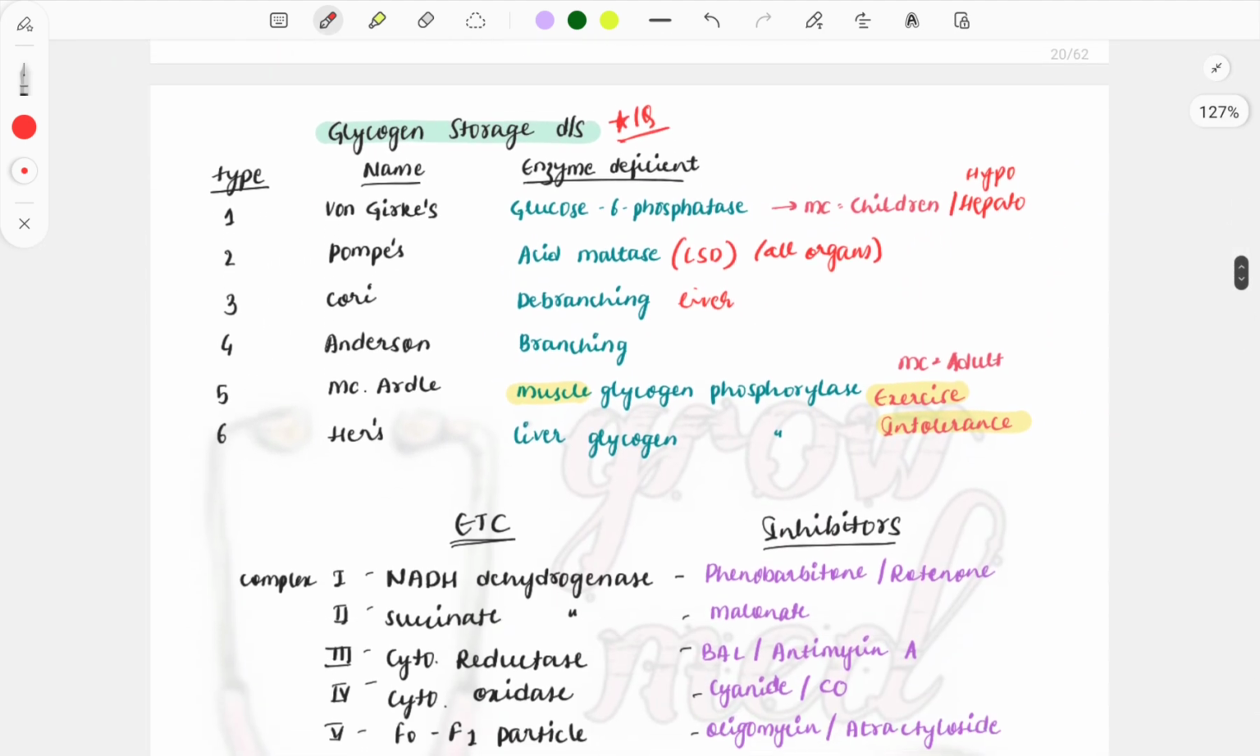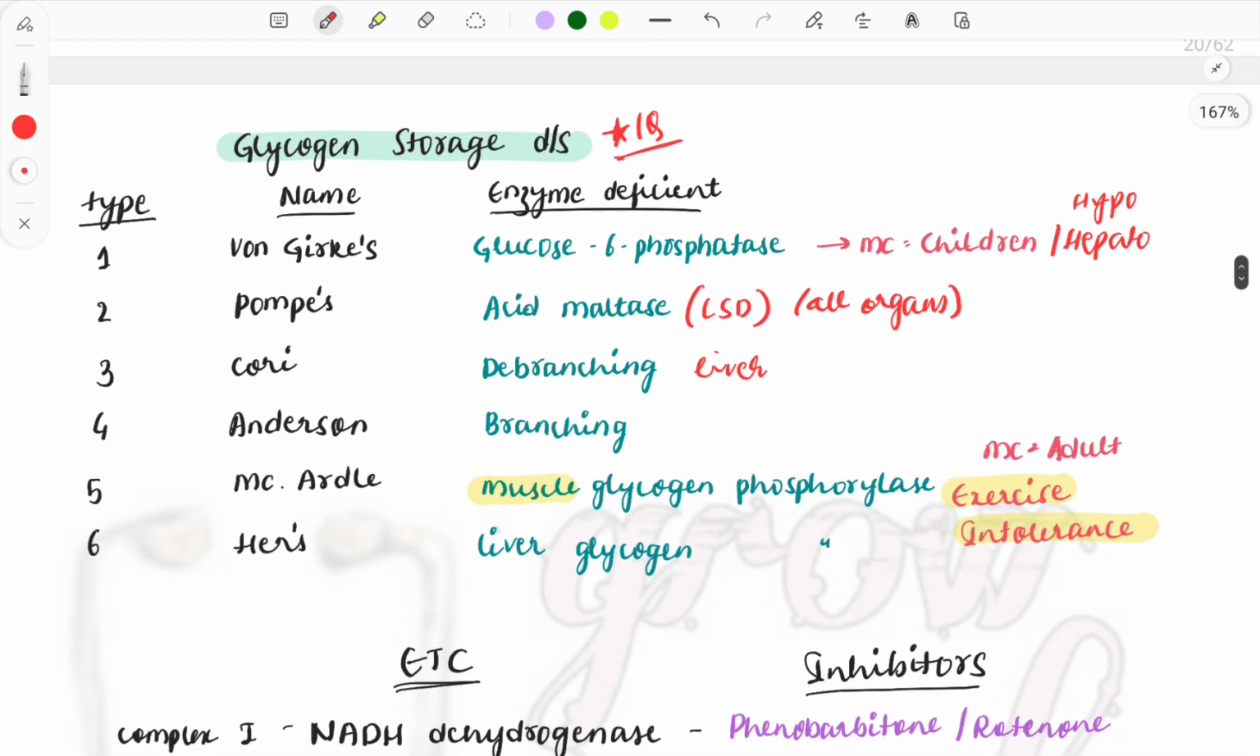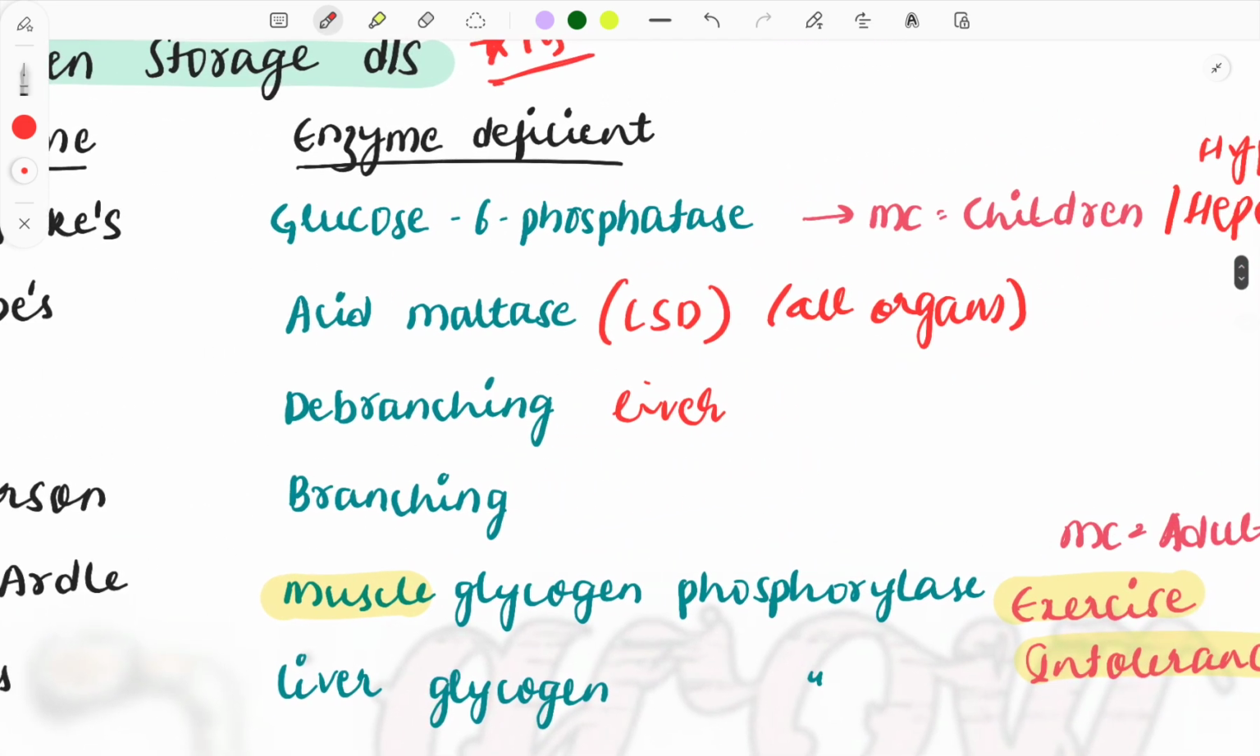Then moving on to the glycogen storage diseases. A must-do topic from pediatrics and biochemistry, and you can expect a question from this one. Glycogen storage disease is classified into 6 types: 1, 2, 3, 4, 5, 6. These are the names: Von Gierke, Pompe, Cori, Anderson, McArdle, and Hers. Then the enzyme deficiency, and you need to mug up these things.